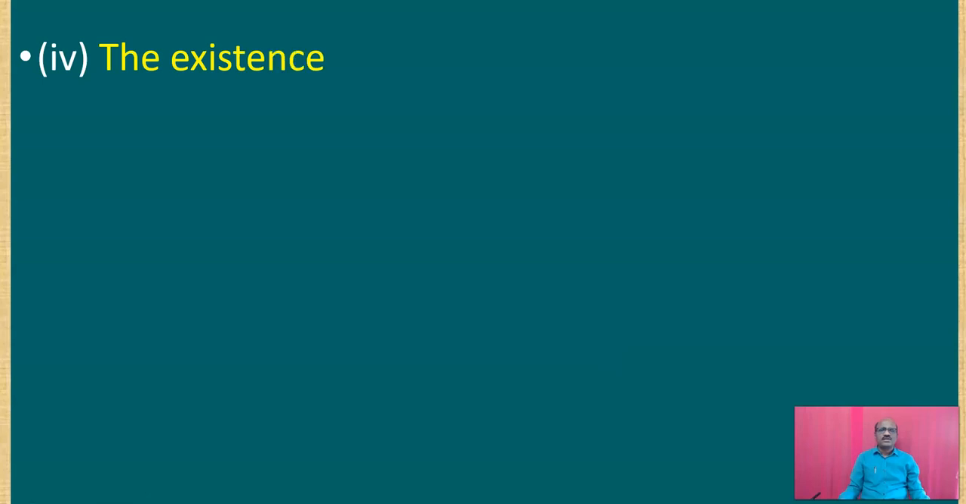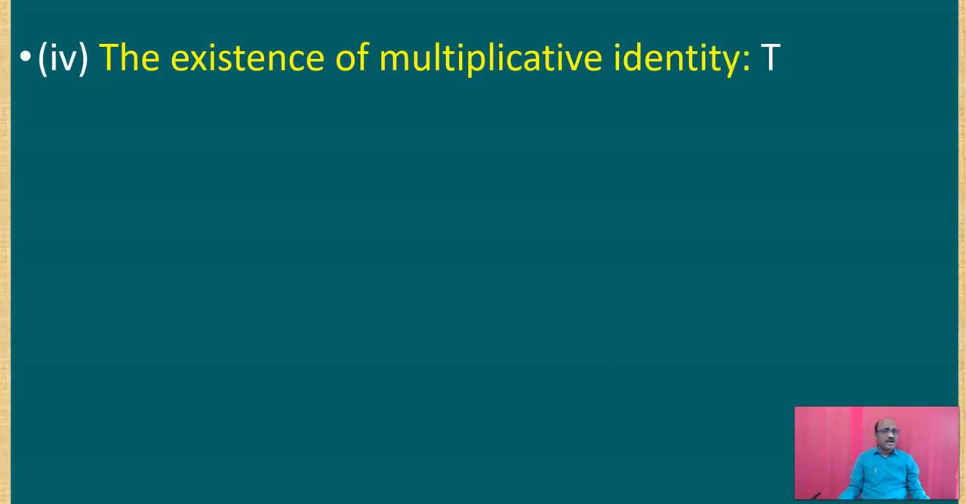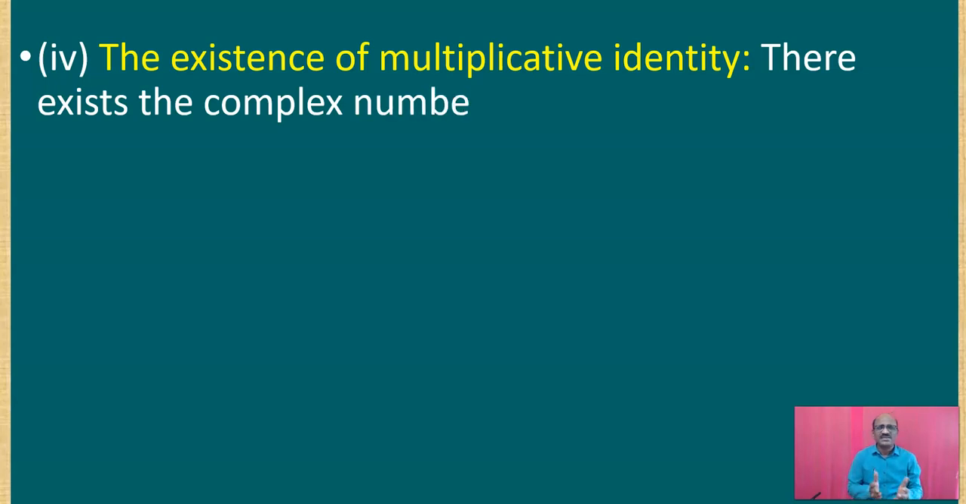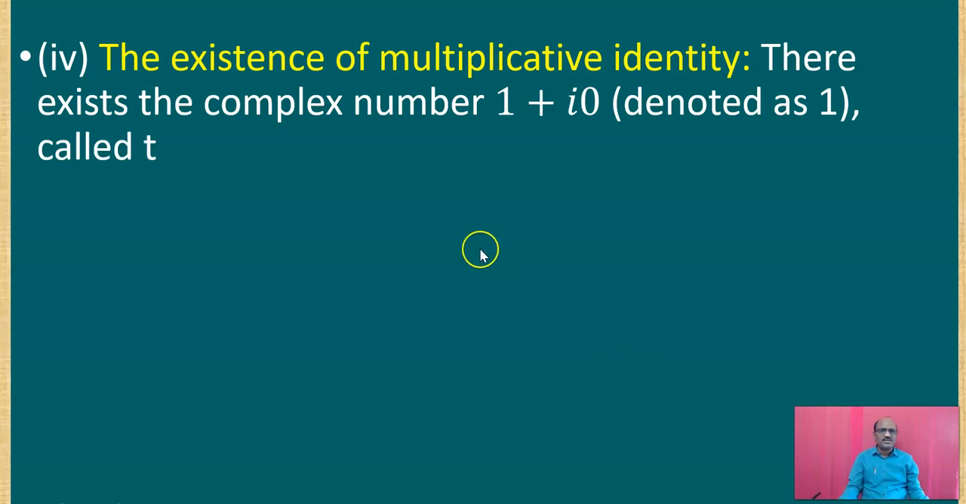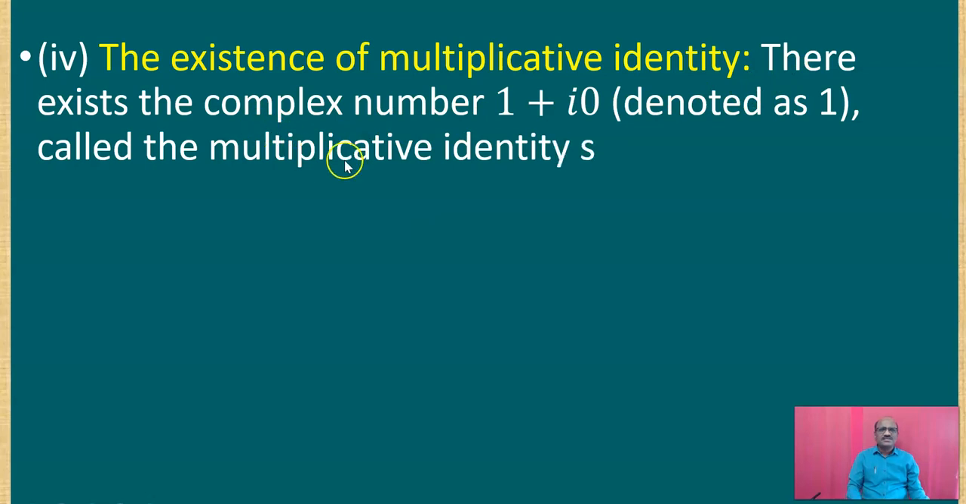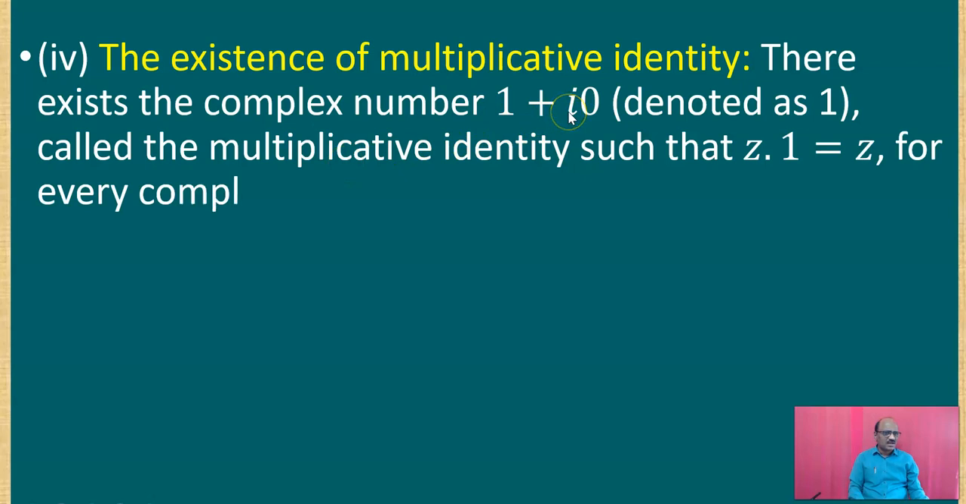Fourth one, the existence of multiplicative identity. It means what? 5 into 1 is equal to 5. That is a multiplicative identity in regular algebra, for real numbers. There exists the number 1 + i0, denoted as 1, called the multiplicative identity, such that z into 1 is equal to z for every complex number z.